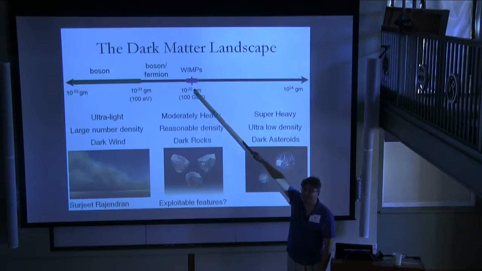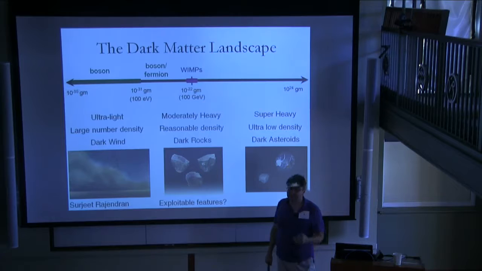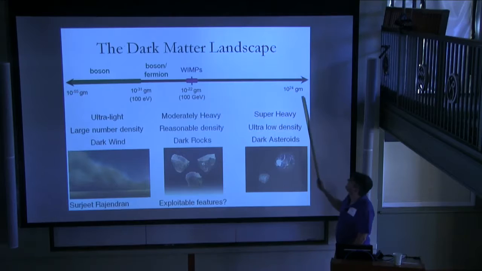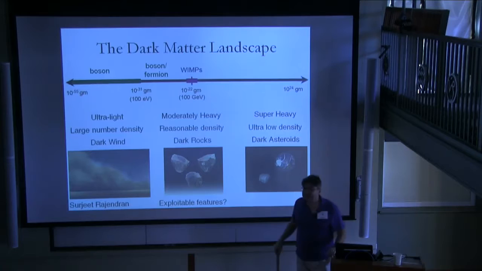Okay, so maybe we should be looking at other mass ranges. And the surprising fact is this entire range from 10 to the minus 55 grams up to the size of roughly the moon is allowed for dark matter and compatible with the astrophysical evidence.